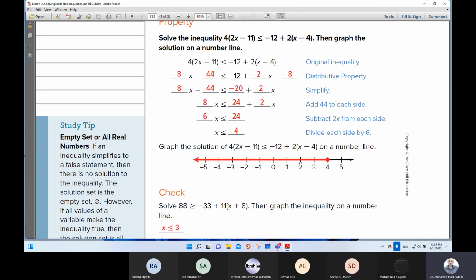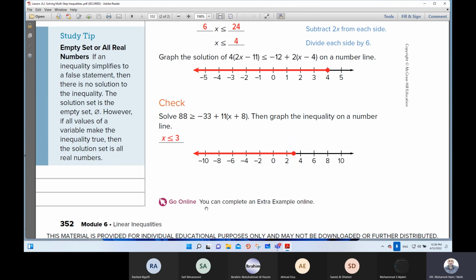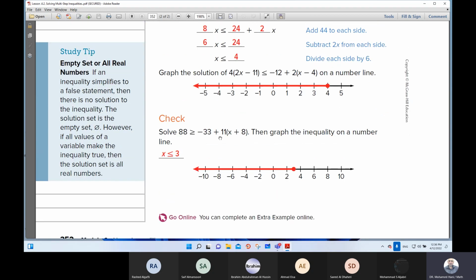So draw a number line. Represent 4, and as you see, you have the equal in the sign, so you can draw a shaded circle, and the direction, x less than 4, means the direction to the negative side. Okay. How to solve this problem?